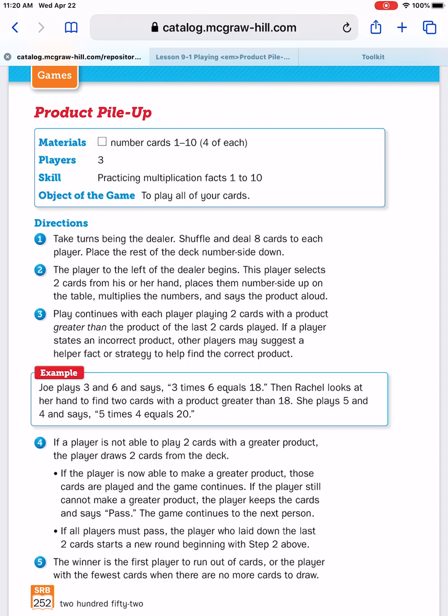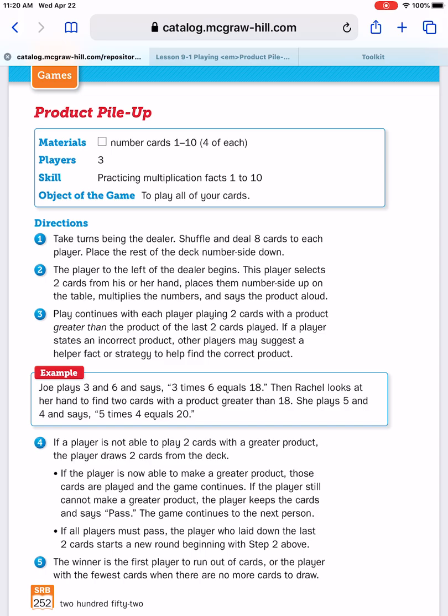Hopefully, when they draw 2 cards, they can come up with a product greater than what was laid down. But if they can't, they have to pass and just keep those cards in their hand. The winner is the first player to run out of cards, or the person with the fewest cards when there are no more cards left in the draw pile.